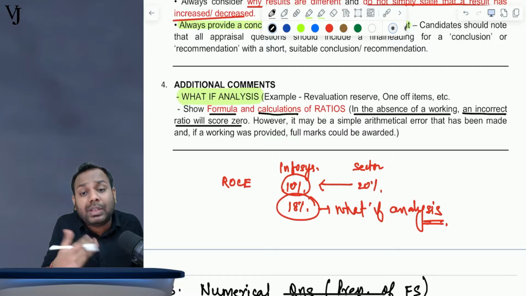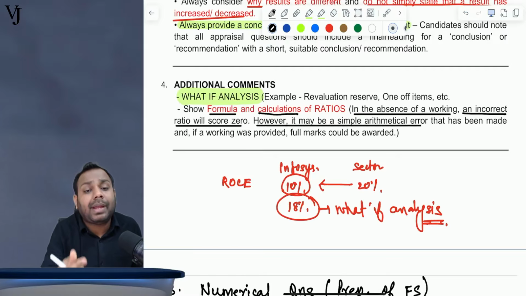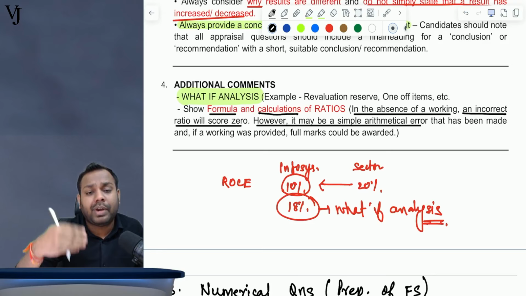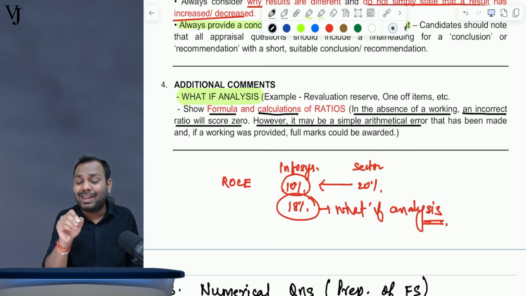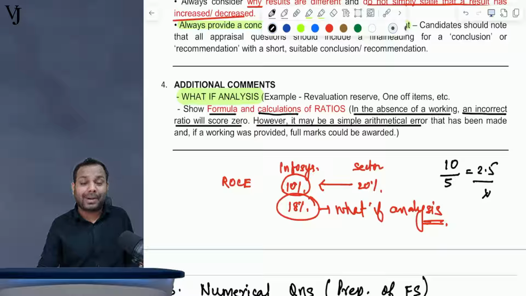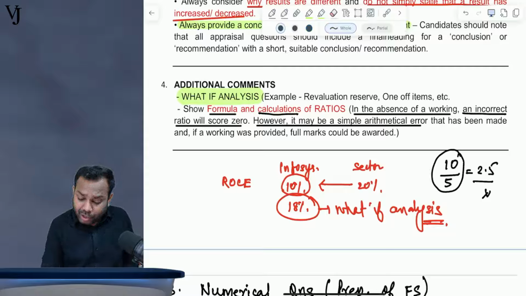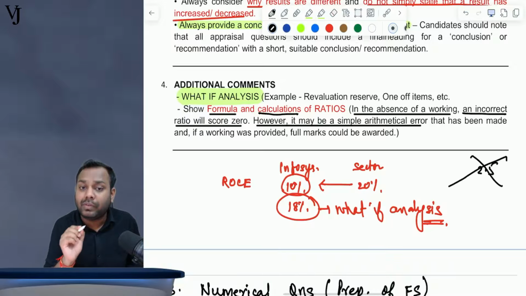But if you have given the workings, even if it is an arithmetical error, let's suppose your ratio is 10 by 5, but by mistake you have written 10 by 5 is equal to 2.5, when your answer should be 2. If you have given the working, 10 by 5 is equal to 2.5, though this 2.5 is wrong, the examiner will give you marks if you are showing this 10 by 5. But if you are not showing this and just writing 2.5, you will not get a single mark, 0. So you have to give the calculations.